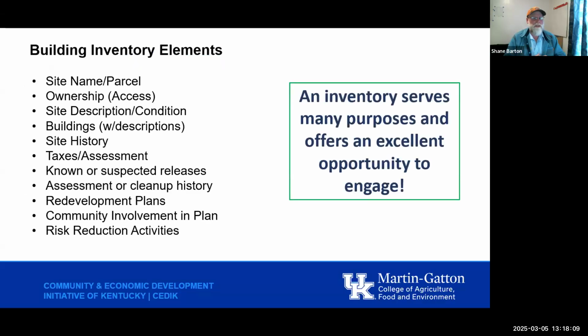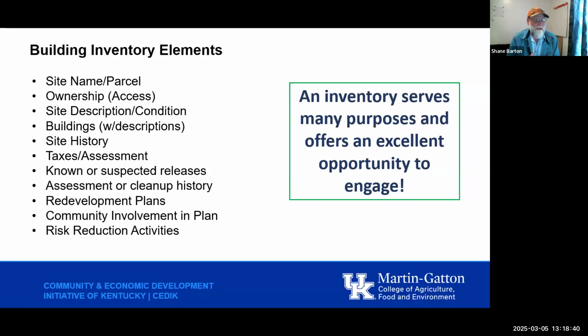But these are some other elements. Sometimes you may name the parcel. It may have a code or identifier, especially if you're using PVA data. You're going to want to know ownership, because if you're going through the brownfield process to get that property assessed, you have to have the permission of that property owner to access the property. Typically, it'll include a site description, some general characteristics around the condition, a description of the building itself, the site history, if you have that.